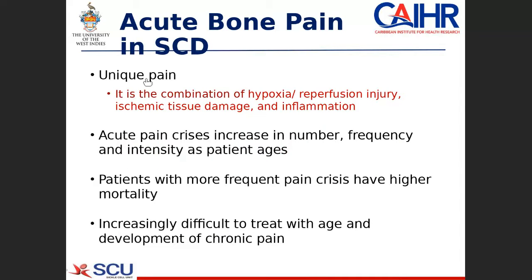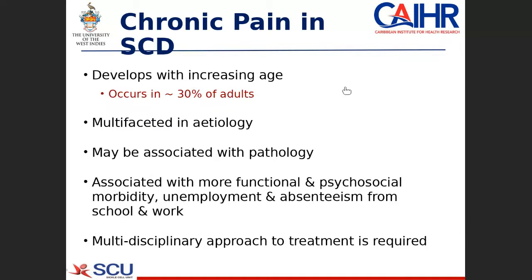Acute bone pain is a unique pain. It's a combination of hypoxia, reperfusion, ischemia and inflammation. Acute pain crises increase in number, frequency, and intensity as patients get older. And patients with more frequent pain crises have higher mortality. This we see all the time. And it is increasingly difficult to treat with age and tends to lead to the development of chronic pain.